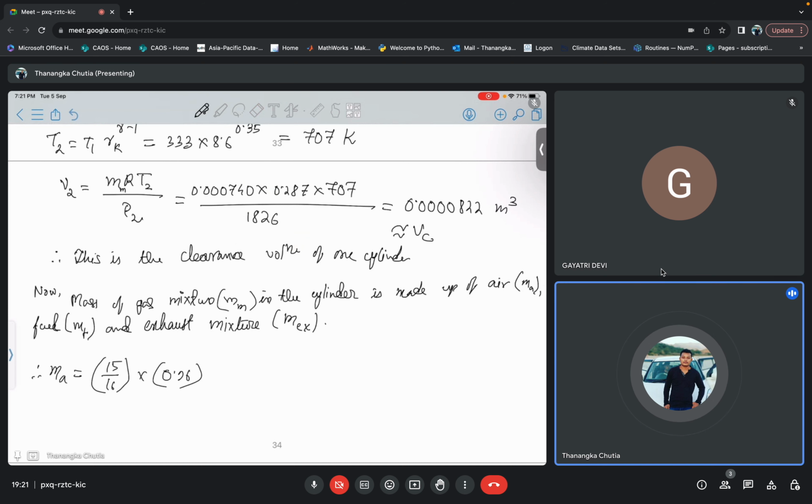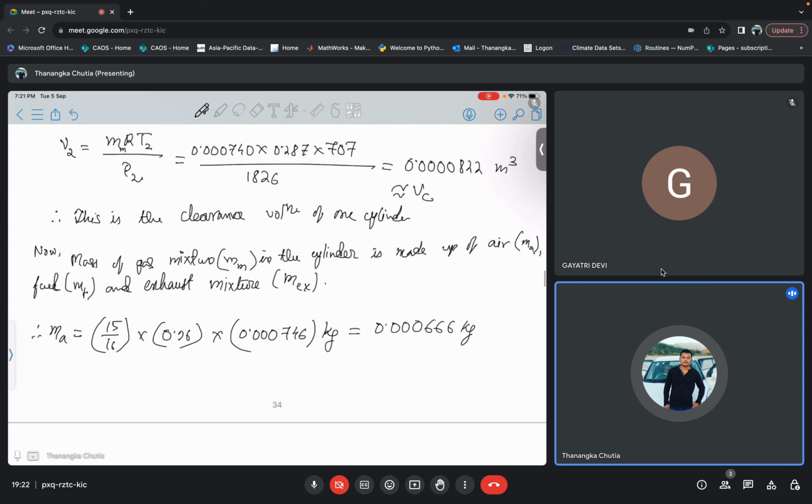Because whatever mass of the air and the fuel total combined, mass of the mixture, out of them 4% is exhaust. So remaining, if you subtract the exhaust from whatever you have got, then only you will get basically your mass of the air and the fuel. So therefore it's 0.96 times 0.000746 kg. If you do this, you will get 0.000666 kg. So this is the mass of the air that is present in the mixture.